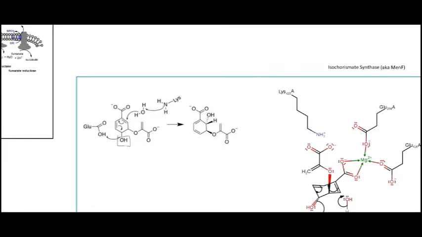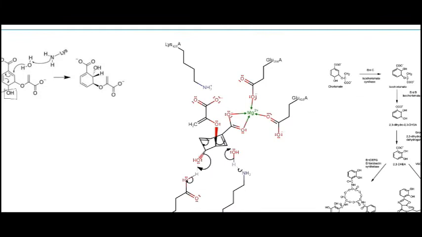And so we can see over here a little bit more detail on this mechanism. And so we have this lysine down here, which is actually deprotonating this water, and so it attacks this carbon here from the bottom, and this hydroxyl group here is being removed, and we can see here we have our pyruvate right there, and we have our carboxyl group there, which is being held there by this magnesium ion.